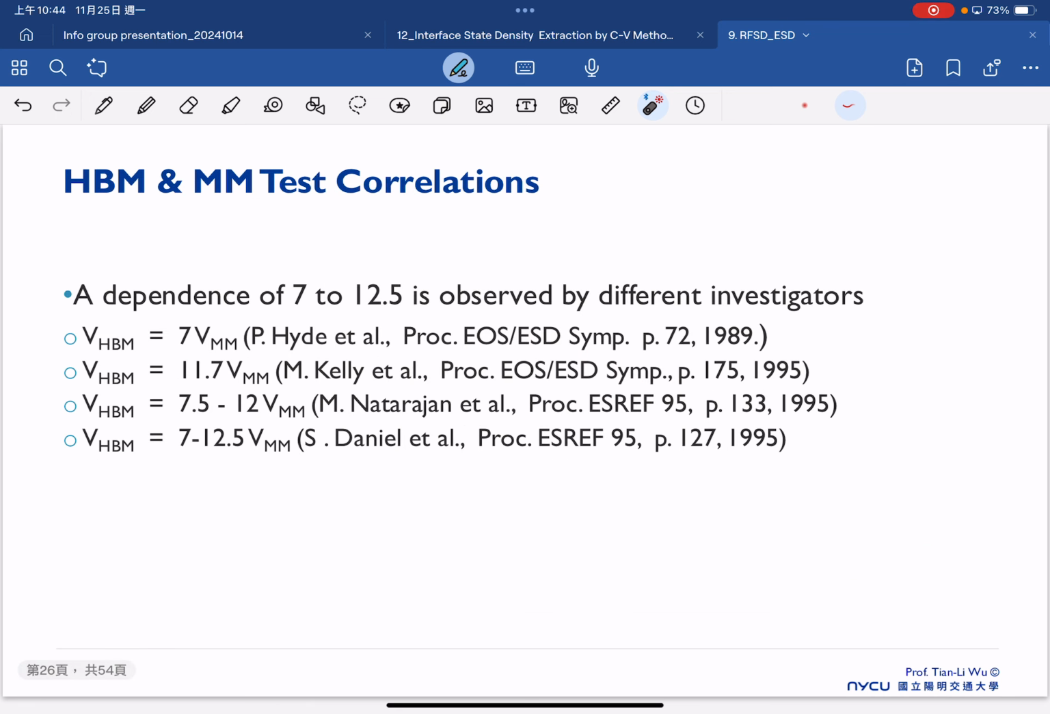So this is more like the correlation between the HBM and MM. It's around 7 to 12.5, but I would say it pretty much depends on the technology. It's difficult to precisely quantify the correlation between the HBM and MM. So this is just for your reference.